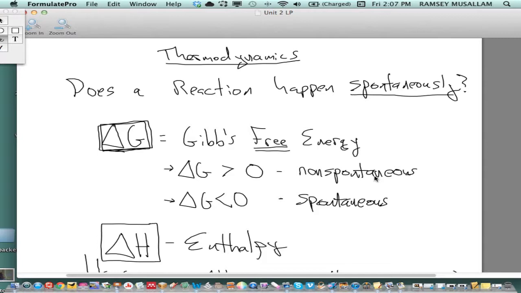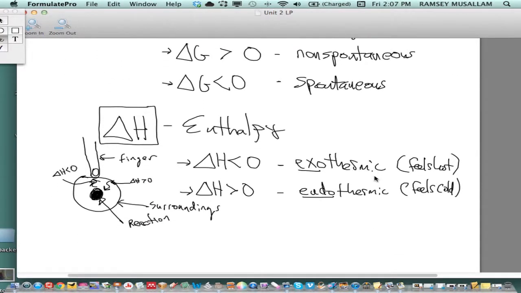Both are spontaneous. Okay? If delta G is greater than 0, it's non-spontaneous. If it's less than 0, it's spontaneous. So this comes out of the equation. So you can mess with those variables to get a value here. We're going to deconstruct that a lot this year. Delta H deals with if heat's being released or not. Pretty obvious. Remember, it's a little tricky, so reference this. I'm always touching this. If this absorbs heat, I feel cold.